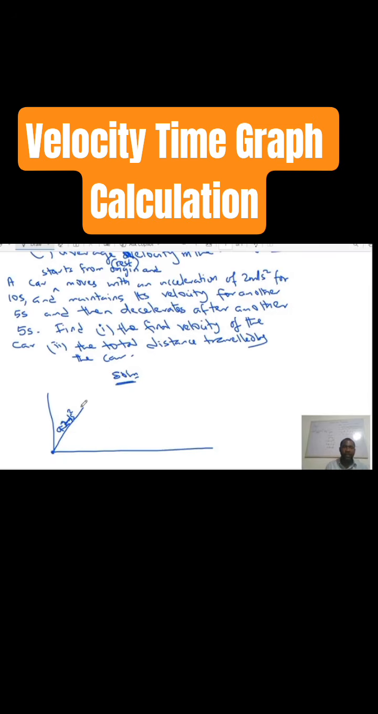Then from here, the question says it maintains its velocity for another 5 seconds. So immediately it got here, it maintained this velocity. That means constant velocity. The first movement was 10 seconds. The second movement was for another 5 seconds. If I add 5 to 10 seconds, that will make it 15 seconds. Then it decelerates. Immediately it got here, it started decelerating for another 5 seconds. Adding 5 seconds here will make it 20 seconds.